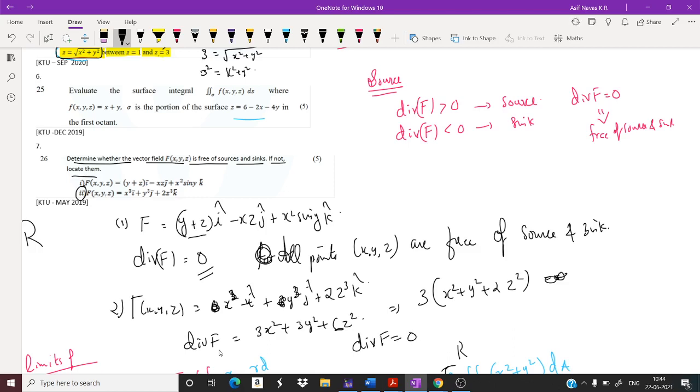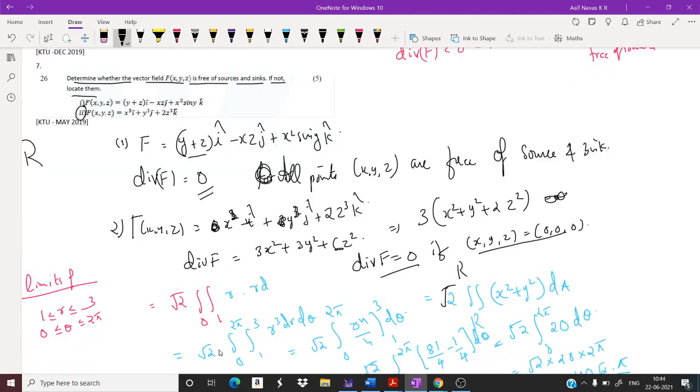Div f is equal to 0 if x, y, z equal to 0, 0, 0. Right? If x, y, and z are 0, 0, 0, then div f is equal to 0. Then we say that 0, 0, 0 is a point free of source and sink. Now, for any other values, x square plus y square plus z square is positive. Therefore, for all values except 0, 0, 0, the points are sources, because all are square terms and therefore all are positive. So I will share these questions in your WhatsApp group.